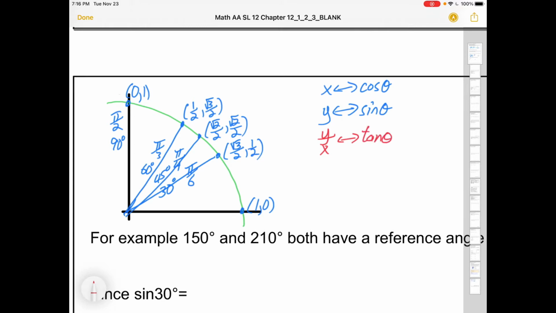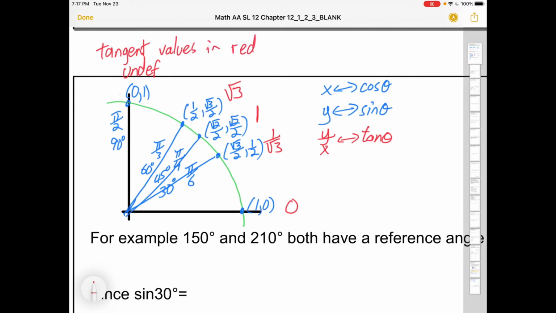So 0 divided by 1 is 0. A half divided by root 3 over 2 is 1 over root 3. And this would just be 1, and this will give me root 3. And 1 divided by 0 is undefined. So these are all tangent values in red.